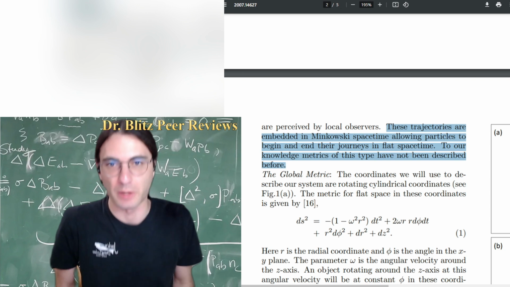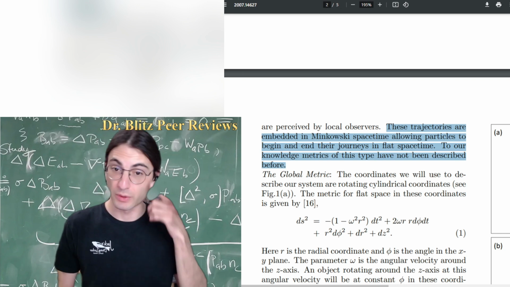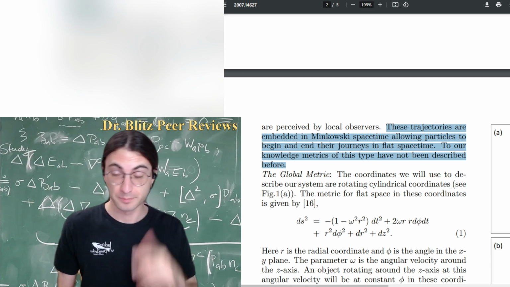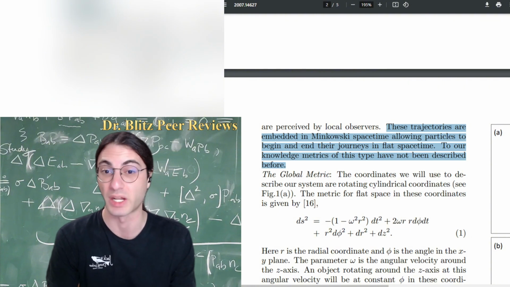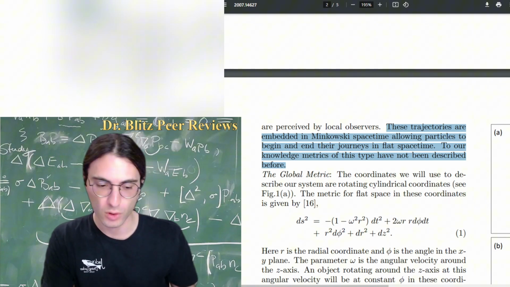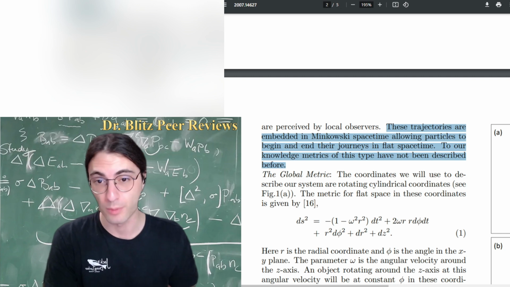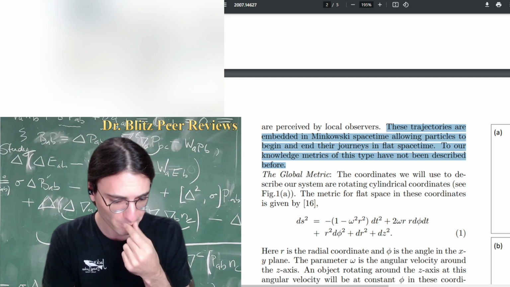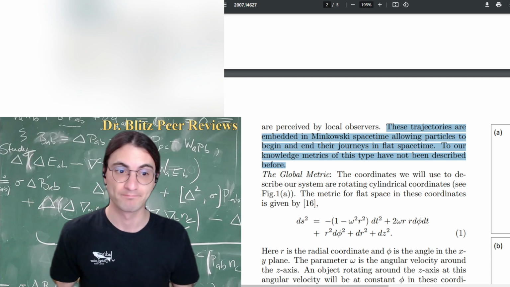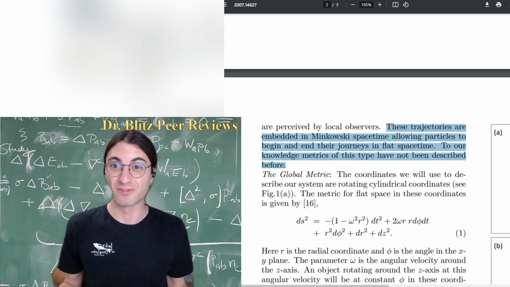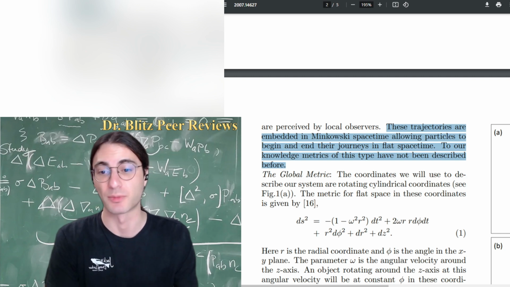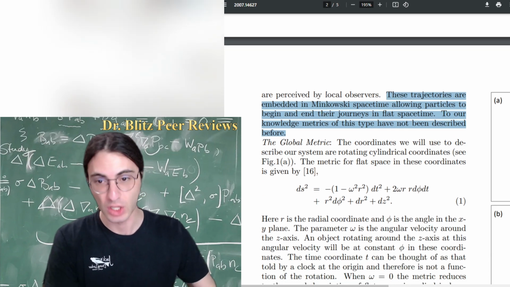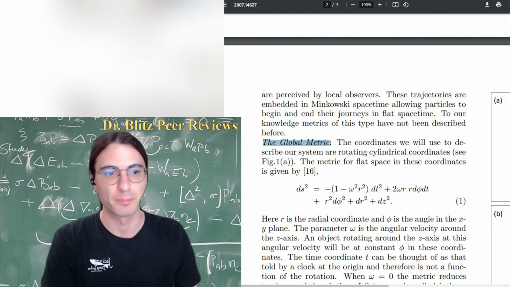So basically what they're going to be doing is describing a certain spacetime, which is potentially realizable in our universe, that allows for using a warp drive, presumably a rotating warp drive, that allows for backwards time travel. So we'll see what they have to say. Okay, so first they have to describe the spacetime to us. So here's the global metric. The global metric just means the spacetime.